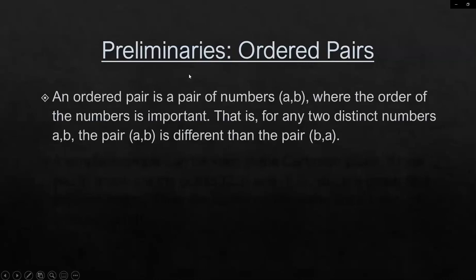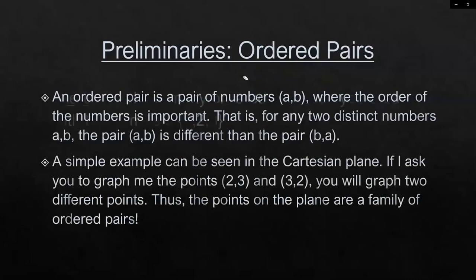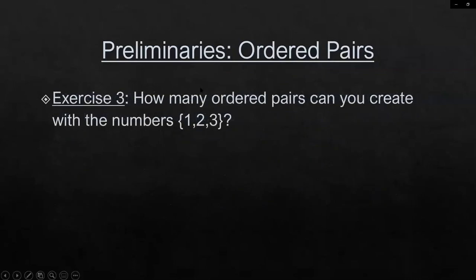An ordered pair here is a pair of numbers where the order is important. So when we're trying to find ordered pairs of numbers, we consider these two to be different from each other, different elements. And then we saw an example about it. I'm just trying to make a small recapitulation of what happened.